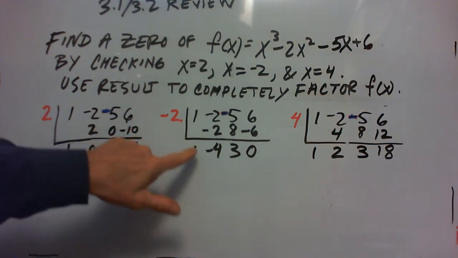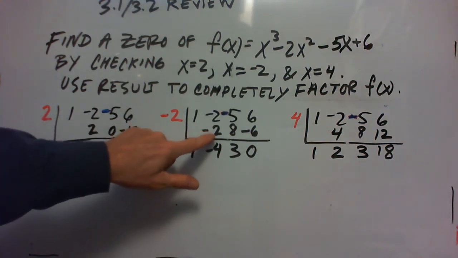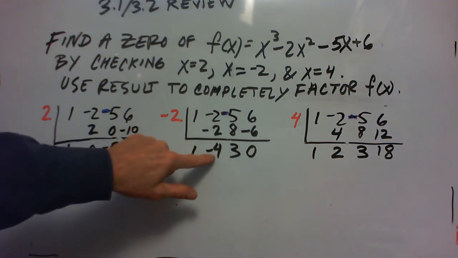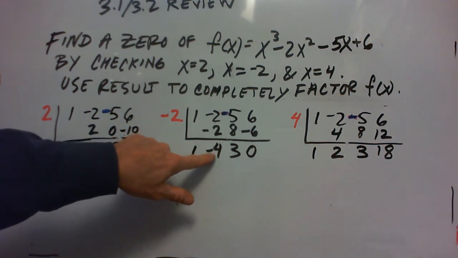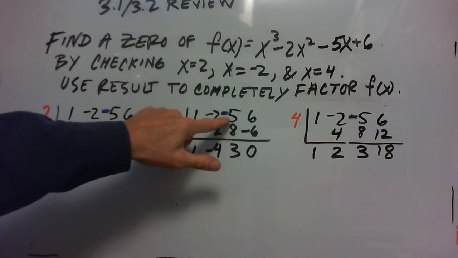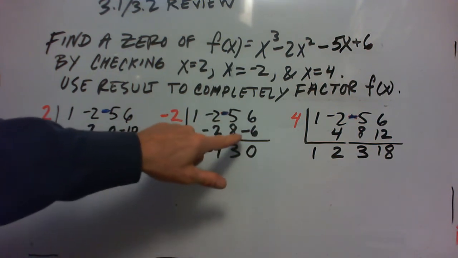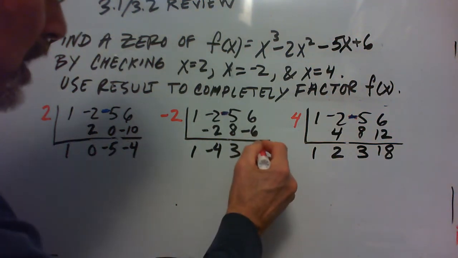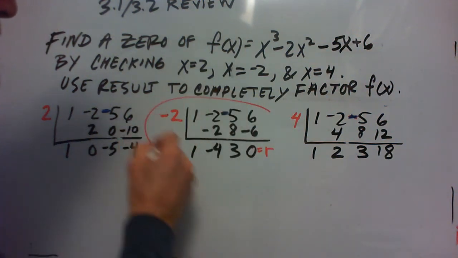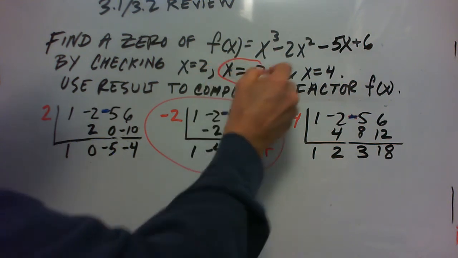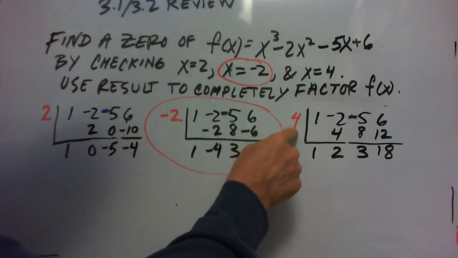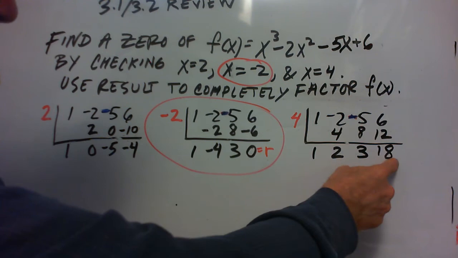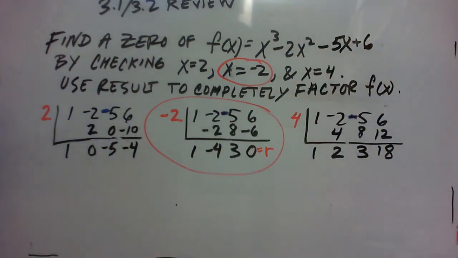Now we check -2, carry down 1. 1 times -2 is -2. Add to -2 is -4. -4 times -2 is 8. 8 plus -5 is 3. And 3 times -2 is -6, which gives us a remainder of 0. So -2 is a 0. And then we go to x equal 4. And doing that synthetic division, we get 18. So 4 is not a 0. But -2 is.